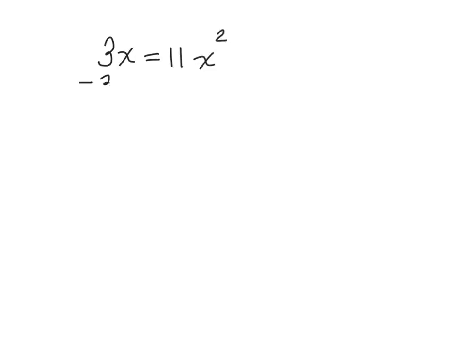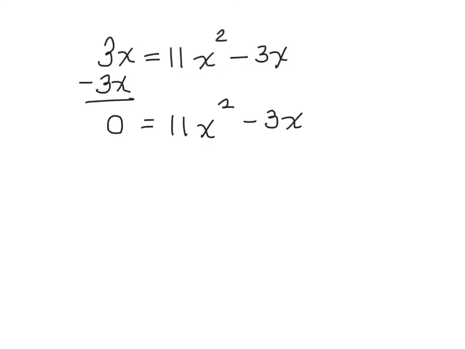One way to do that would be to subtract 3x from both sides of the equal sign. That would leave me with 0 on the left side and 11x squared minus 3x on the right side of the equal sign. Now I want to pull out the greatest common factor. What divides evenly into both the 11x squared and into the negative 3x?